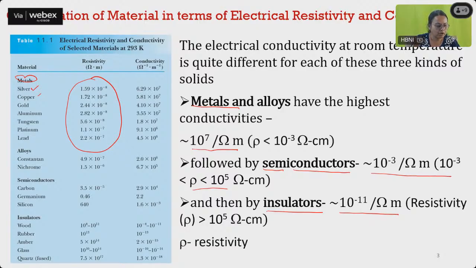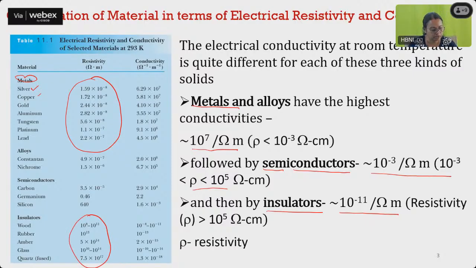And then we have alloys also, nichrome, constantan, which are used for various applications, of the same order, 10 to the minus 7, 10 to the minus 6 resistivity. But when we go to semiconductors, if you see the resistivity, other than carbon, germanium and silicon, which are the best known semiconductors, we see that the resistivity is like 0.4 or 640, which is very less for silicon. And then we come to the insulators.